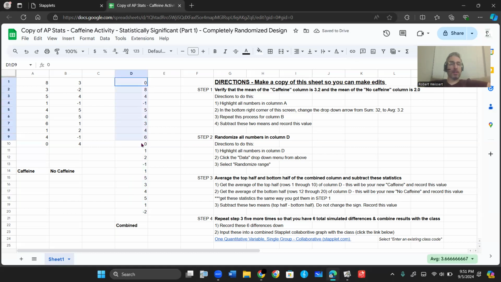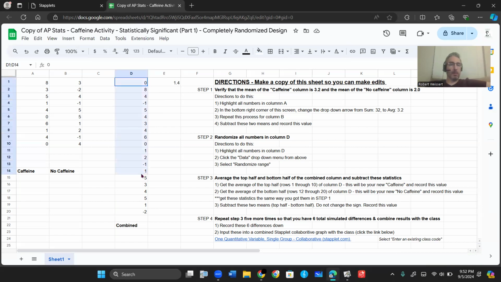And what we'll do is take the top 10, highlight them. You'll see an average of 3.3. And then you'll take the bottom 10, and you'll see an average of 1.9 in my case. So I would say 3.3 minus 1.9, and of course, I get a difference of 1.4. And that's one simulated difference.